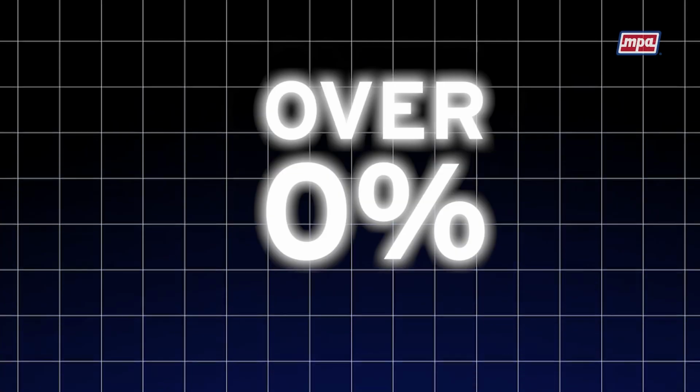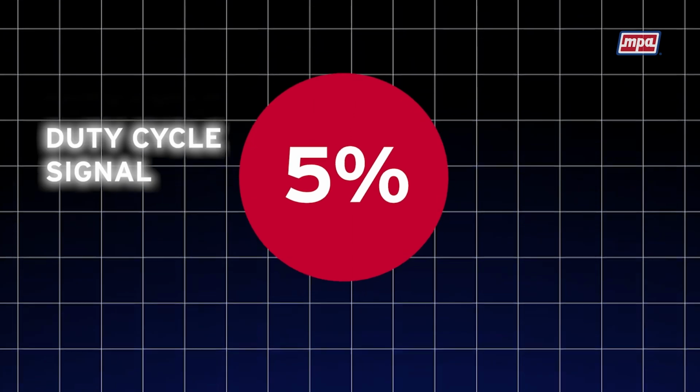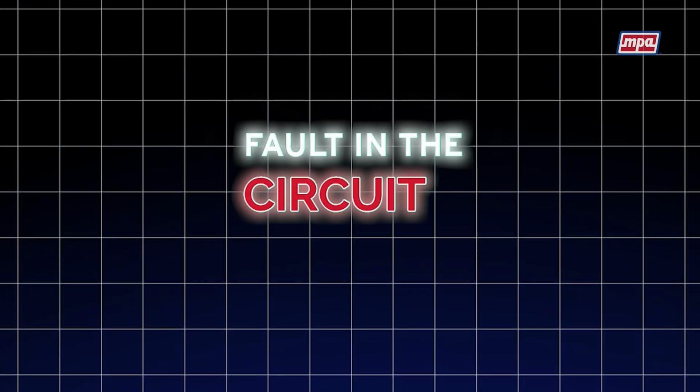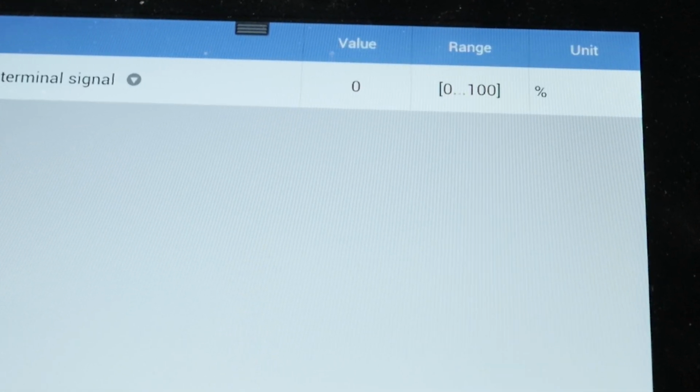If it read anything over 0, 5%, it's a duty cycle signal, so it's in percentage. If it read 5%, 10%, 20%, then that would tell us right off the bat that there's either a fault in that circuit, probably a short to voltage, or perhaps a problem with the PCM itself. Right now it's reading 0, so that's good.